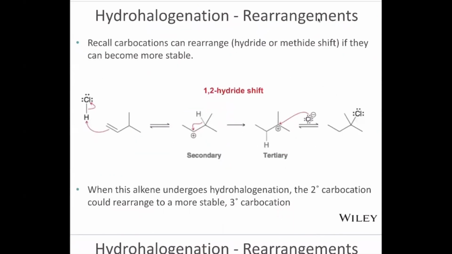Because we have a carbocation intermediate, we can absolutely have rearrangements. Anytime you have a carbocation, you can have rearrangements. So in this case, we can have a 1,2 hydride shift that is going to move this secondary carbocation into this tertiary carbocation. Remember, rearrangements will only happen if we're going to a more stable carbocation, not to an equally stable carbocation, and certainly not to a less stable one.